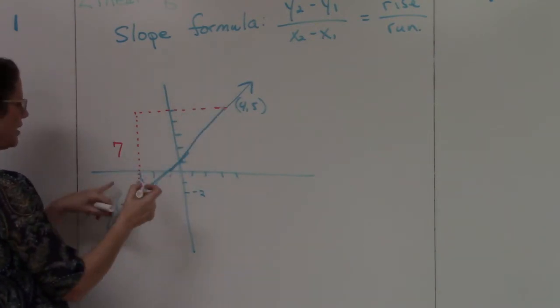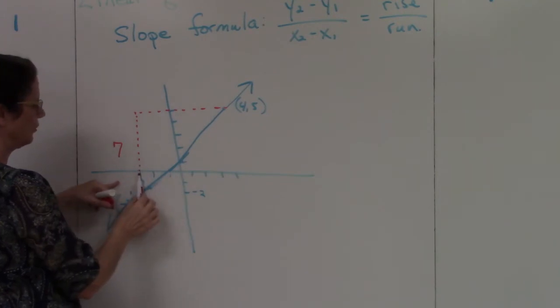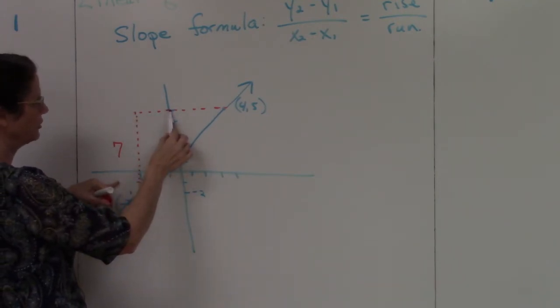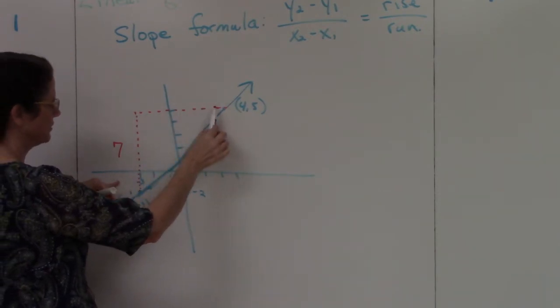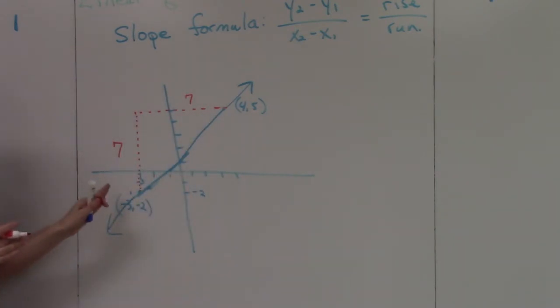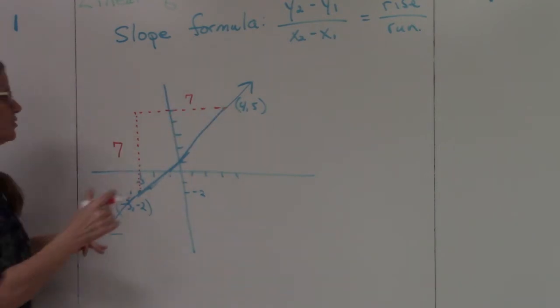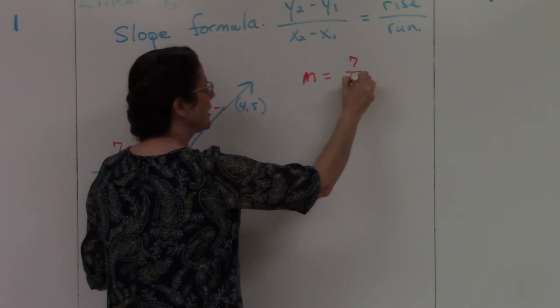And then for the run, I'm going to find out how far over did I go. So I'm over here at -3. So 1, 2, 3, and then over to 4. So 1, 2, 3, 4, 5, 6, 7. So this is also 7. Okay, so my rise is 7 and my run is 7. I didn't do that on purpose. So my slope is 7 over 7.